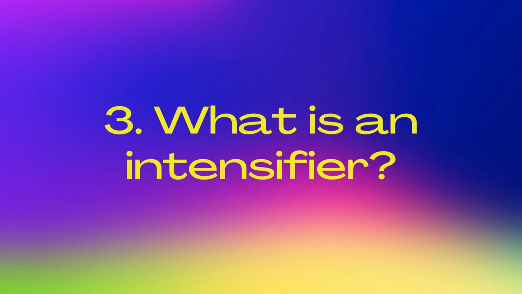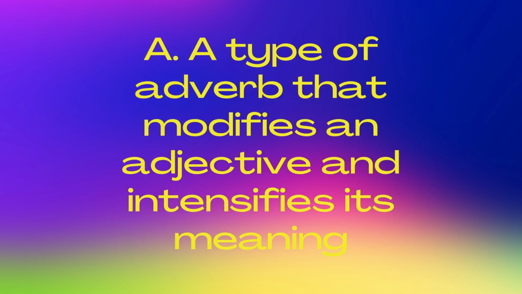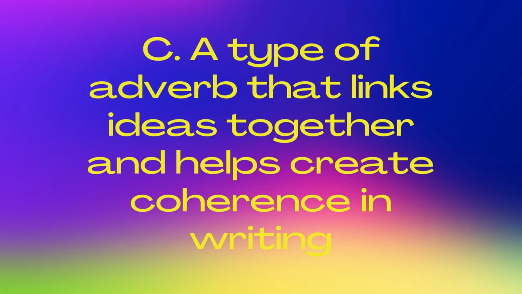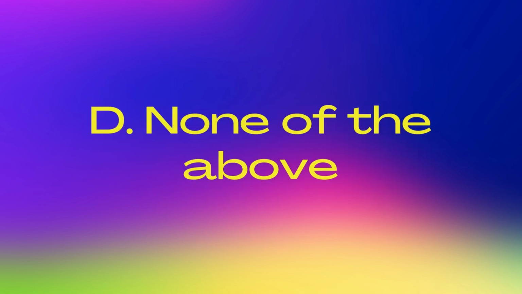Number 3. What is an intensifier? A. A type of adverb that modifies an adjective and intensifies its meaning. B. A type of adverb that negates or reverses the meaning of a verb or adjective. C. A type of adverb that links ideas together and helps create coherence in writing. D. None of the above.